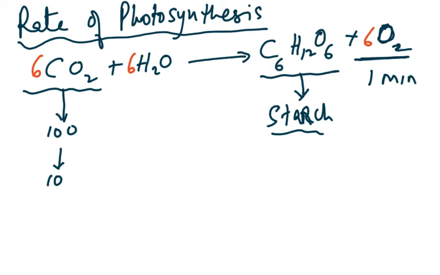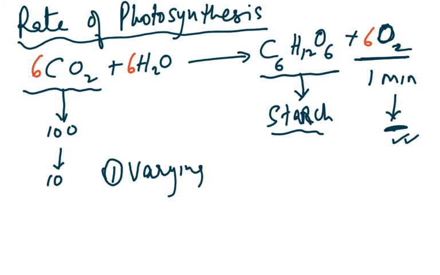So the rate of photosynthesis can be measured in many ways. Number one, how much CO2 is being used up, how much glucose is being made, or how much starch is being made, or what is the volume of oxygen being produced per unit time. So usually we're using this one, and this is the one that I'm going to be talking about now, how we can measure the rate of photosynthesis. And what are the factors that we have to change?